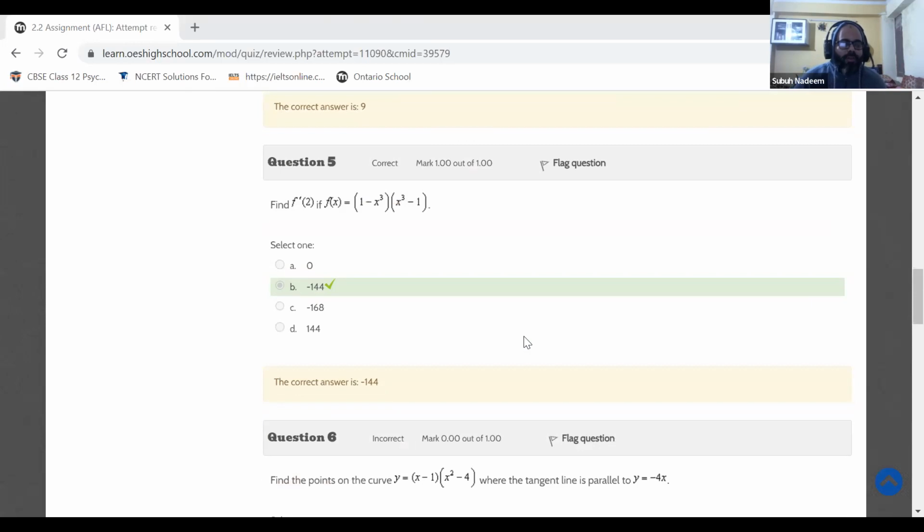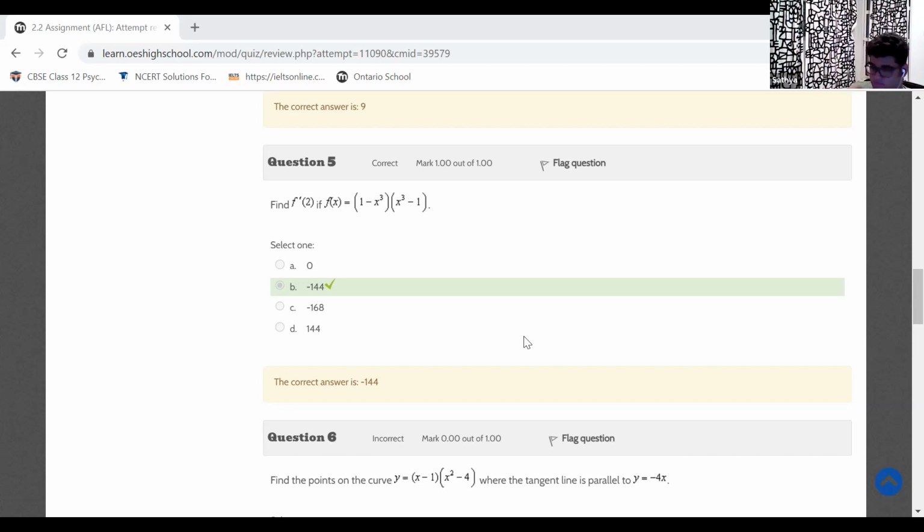This one also you can do similarly. Just try it out. So I think you are getting minus 144. So have you applied the product rule here? How have you done it? I directly substituted x is equal to 2. So it will become 1 minus 8. That is wrong, but still I'm checking. 1 minus 8 is minus 7, and 8 minus 1 is 7. So it will be minus 49. There is no answer called minus 49.